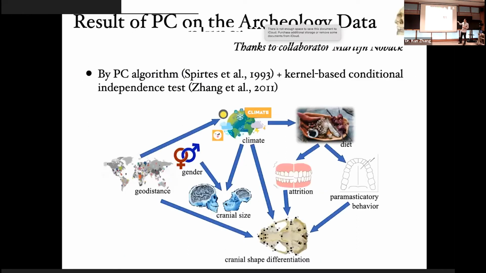First of all, here you can see the result on the data I just mentioned. Geodistance influences climate. Climate influences cranial size, cranial shape differentiation, and so on. Gender also influences the cranial size. So you can discover such relations just from data.